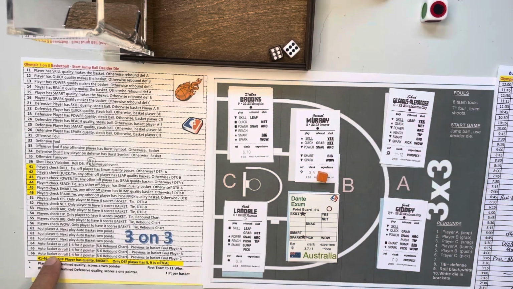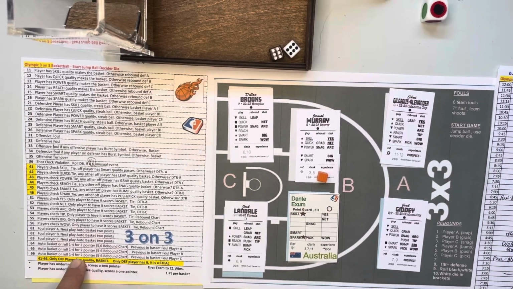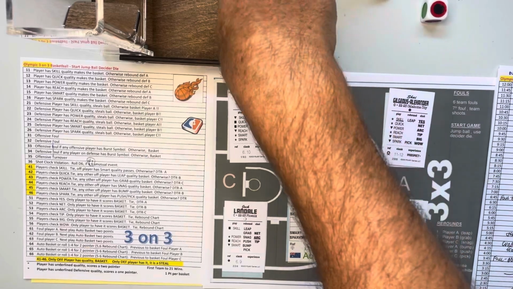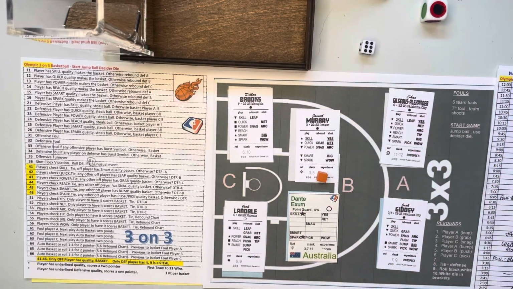This is an auto basket, or I can roll 1-4 for a 2-pointer. Previous to the basket, there's a foul on player C. So Landale is going to pick up a foul, and that is the 3rd foul for Australia. Canada, I think, is going to go for a 2-pointer. Now, they've done this twice. Once I was successful, the second time I rolled a 5, and it's a miss.